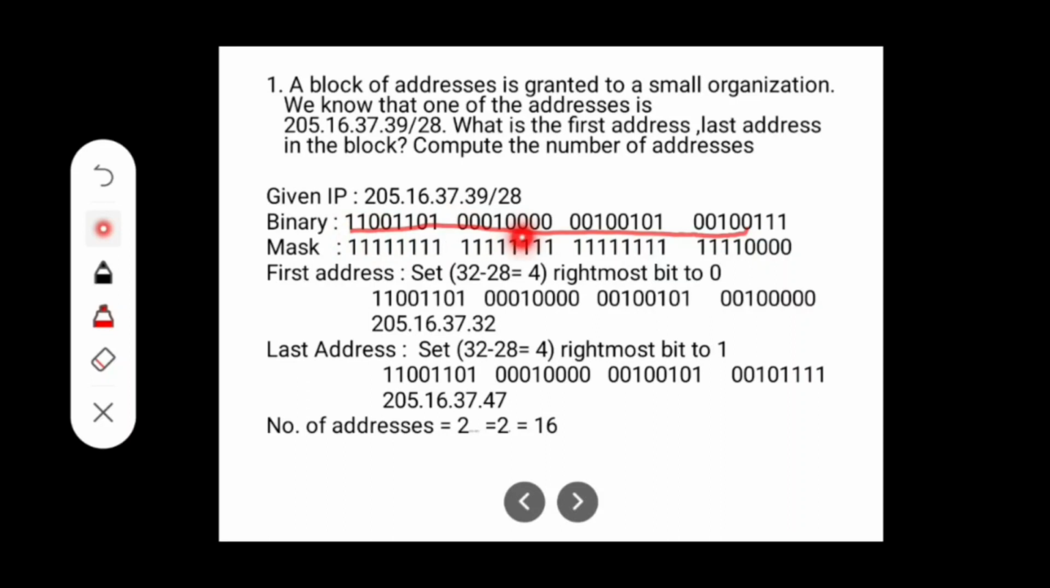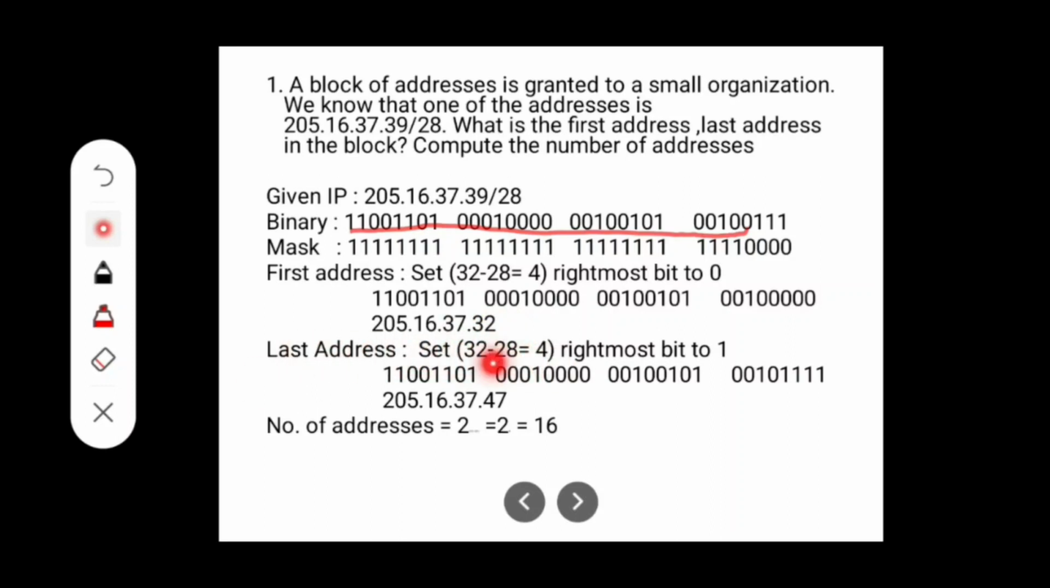So how will the output IP change? Up to 28 bits the IP is the same, and the last 4 bits will be zeros for the first address. Then what will be the last address? The last 4 bits will be 1. That will be the last address. This is the binary representation; now we make it into decimal notation. The first address will be 205.16.37 and the last byte is 32.